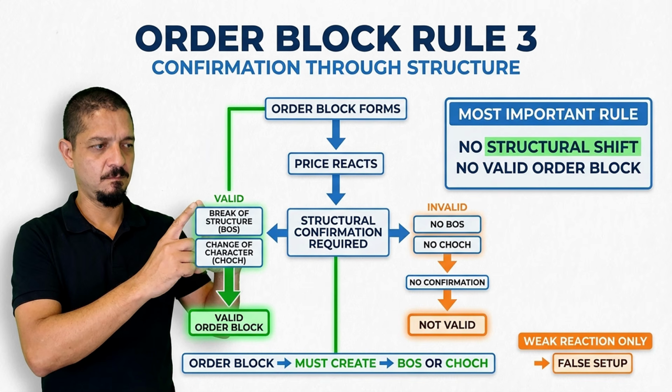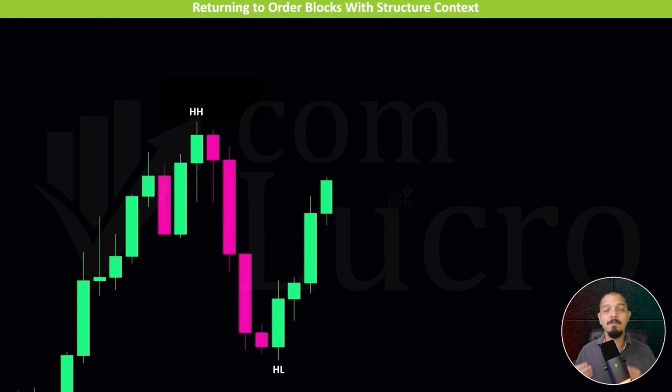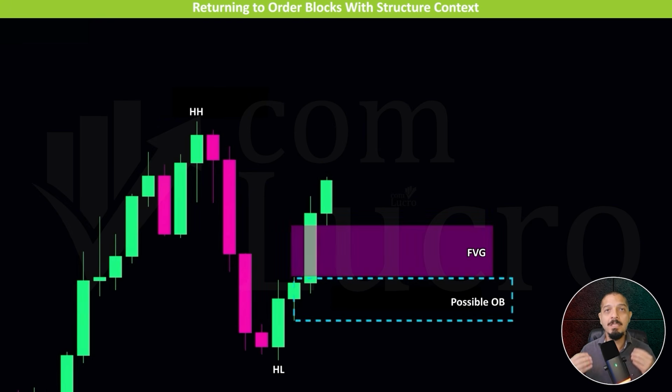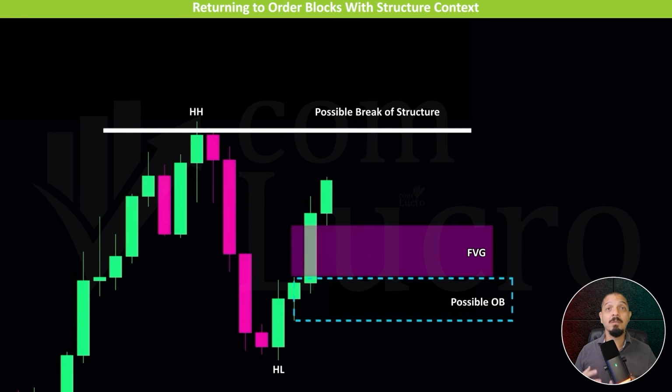The third rule, and the most important one, is that a valid order block must lead to either a break of structure or a change of character after it forms. To see how this works in practice, let us look at an example. In this chart, price makes a strong move upward and leaves behind a gap or inefficiency, suggesting a potential order block. However, this alone is not enough to immediately draw the order block. We must first observe whether price produces a break of structure or a change of character afterward.